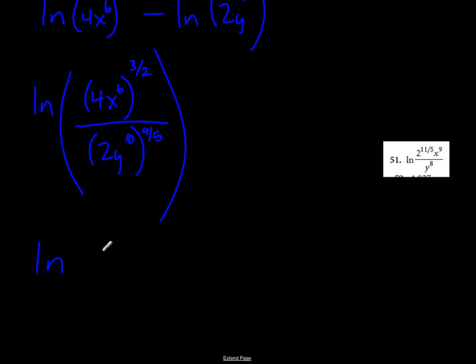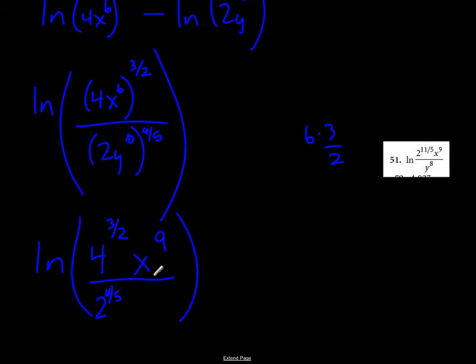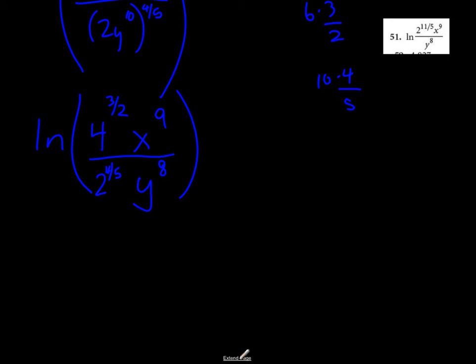So this will be ln. On the top, it'll be 4 to the 3/2 times x. Okay, 6 times 3/2. What's that? 6 times 3 over 2, that'd be 18 over 2, which is 9. So that's what I get with that top stuff. Over, on the bottom, it'll be 2 to the 4/5, and then y to the 10 times 4/5. What's that? 10 times 4/5. 40 divided by 5 is 8. There. Okay, feeling pretty good.